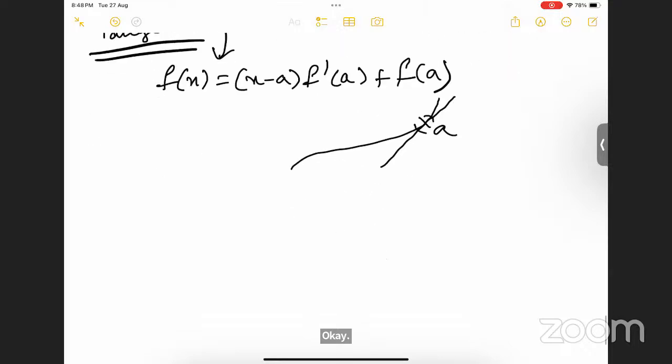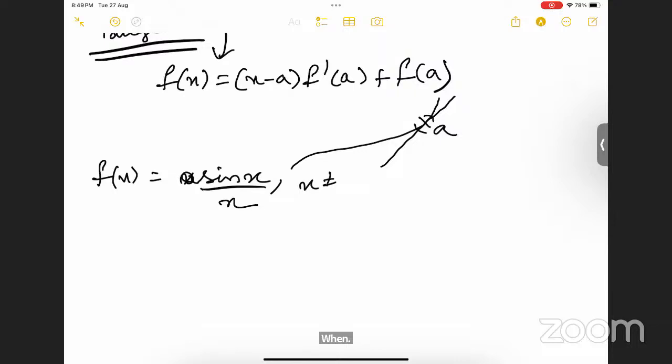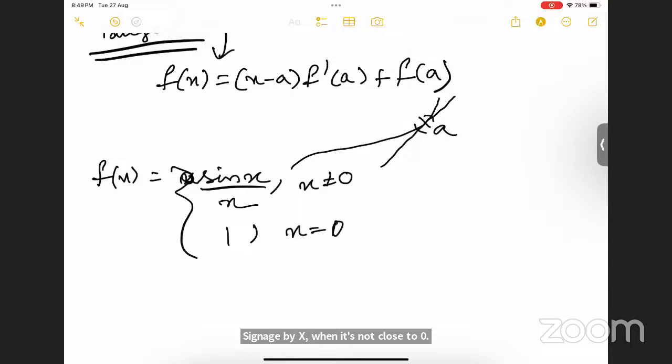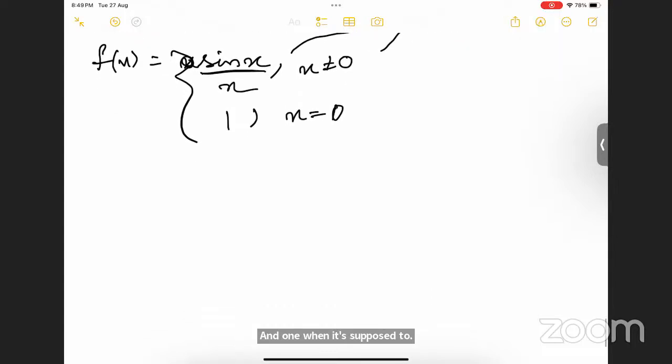Okay. So suppose we have a function x sin x... sin x by x when x is not equal to 0 and 1 when x equals 0. So is the function differentiable at x equals 0? You have to check whether the function is differentiable at x equals 0. Yeah, it is differentiable.